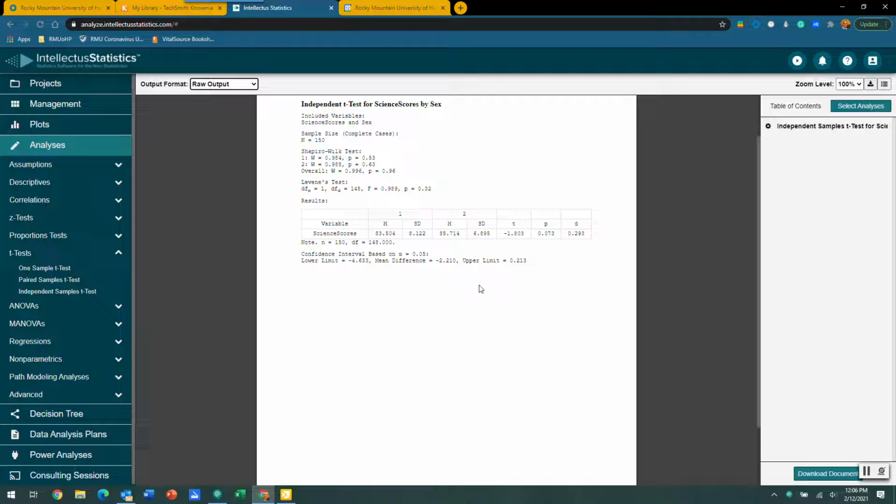Now, this is a fairly large confidence interval, which is typical for us to see when we have a non-significant difference. But another thing to notice is that the lower limit of our mean difference crosses 0. So the lower limit is minus 4.6 and the upper limit is 0.2. So that means 0, or no difference whatsoever, is in our confidence interval, and that's another indication for us that we should not reject the null hypothesis.